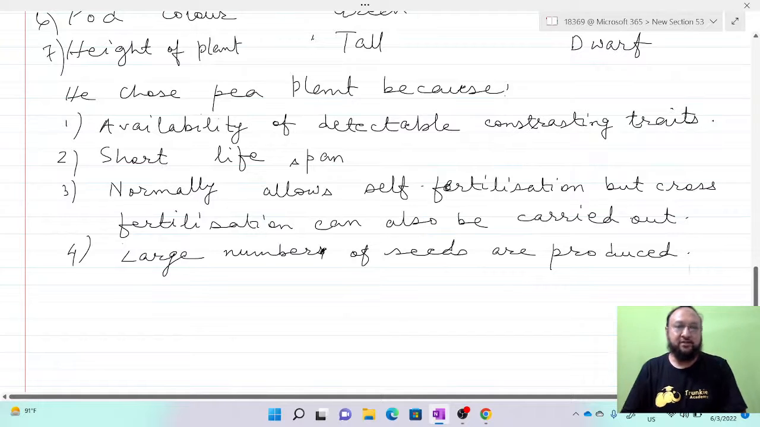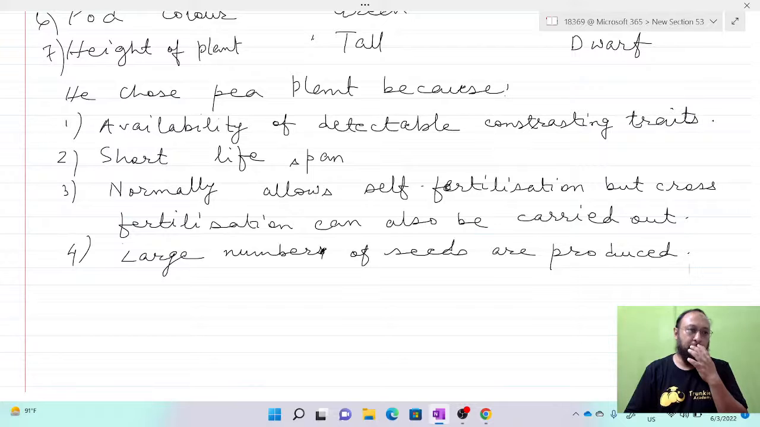Now we come to the Mendel experiment, and as I told you, the monohybrid cross: the cross between 2 pea plants with 1 pair of contrasting characters is called a monohybrid cross, when we are considering only 1 character with contrasting traits.